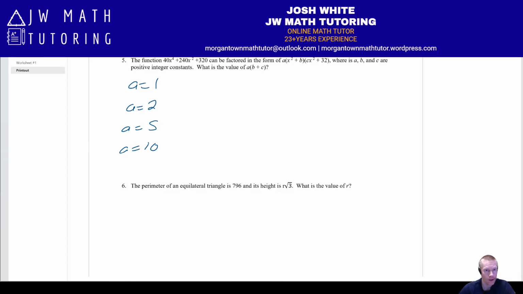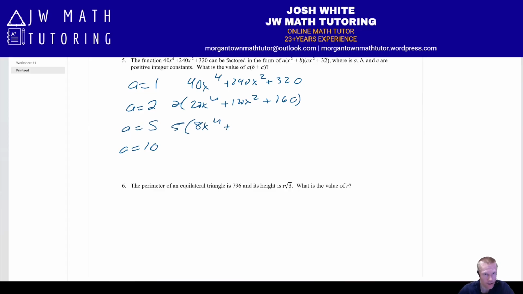So if you're looking to factor it, you've got the original problem, you've got the 2 out front here, and then you're going to have 20 and 120 and 160, and then you have a 5 out here, and you're going to have 8, and let me just make sure I get this correct, 48 x squared plus 64. And if you factor 10 out, you have 4, 24, and 32.